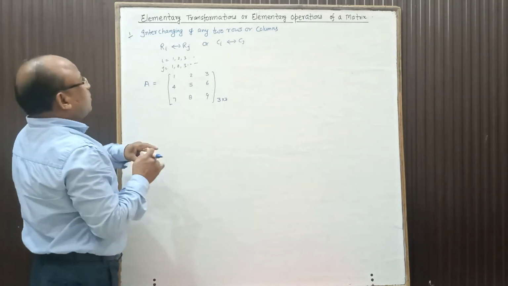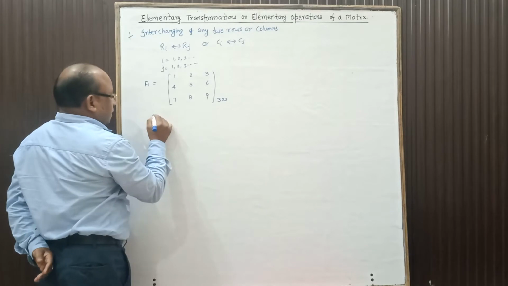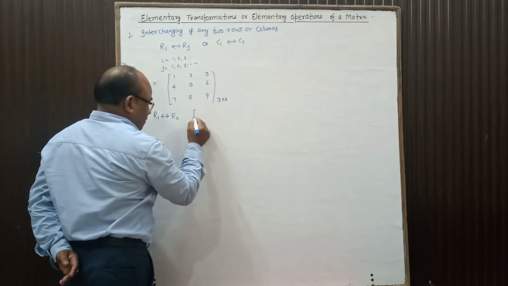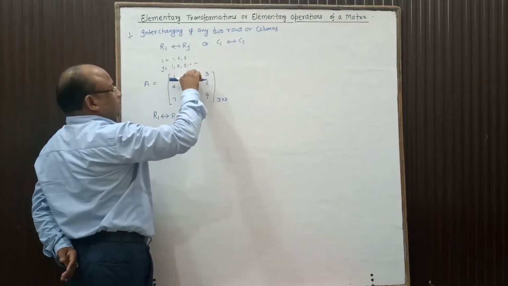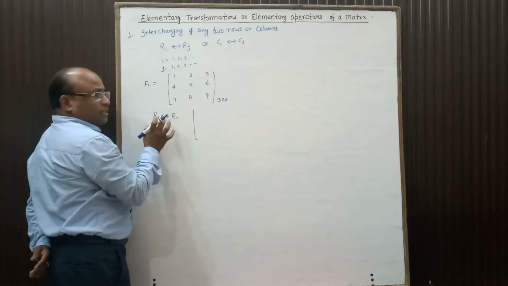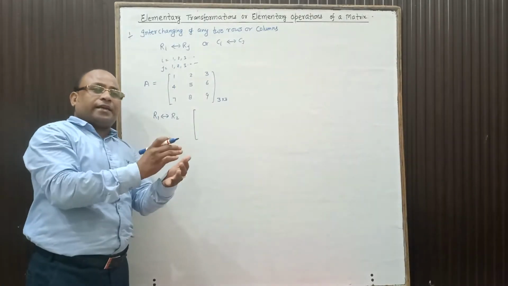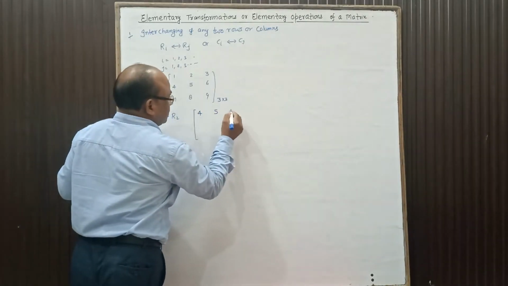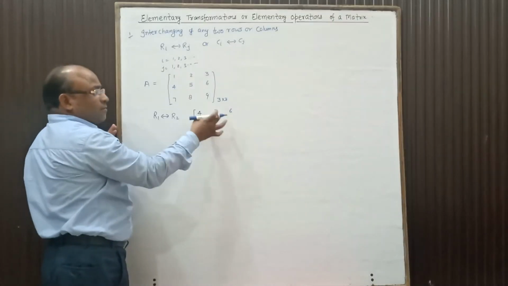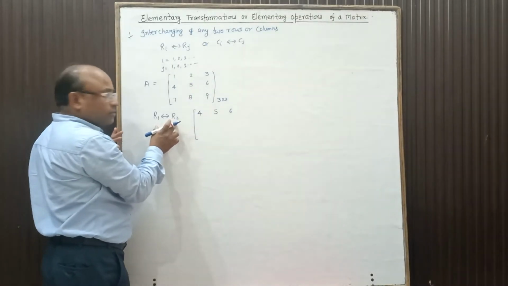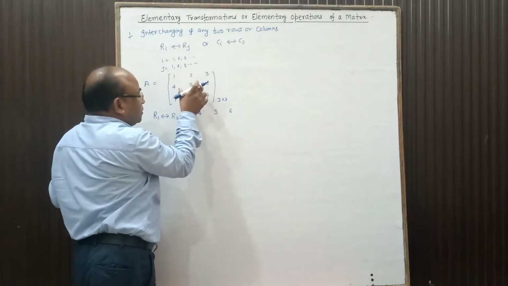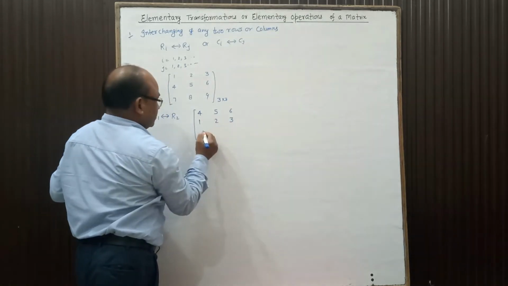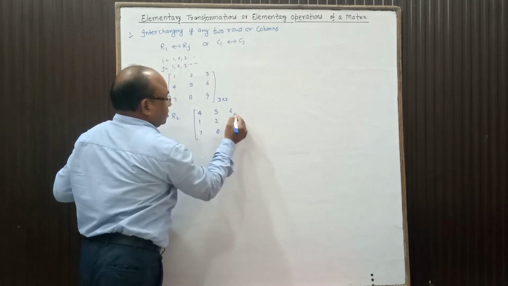Now we are applying this property. If we apply R1 interchange R2, then we get this is the R1 and this is the R2, and R1 R2 interchange means at the position of R1 we will bring R2 and at the position of R2 we will bring R1, like this: 4, 5, 6. This is the second row, but it becomes the first row by using this operation, and the first row becomes the second row, like 1, 2, 3, 7, 8, 9.